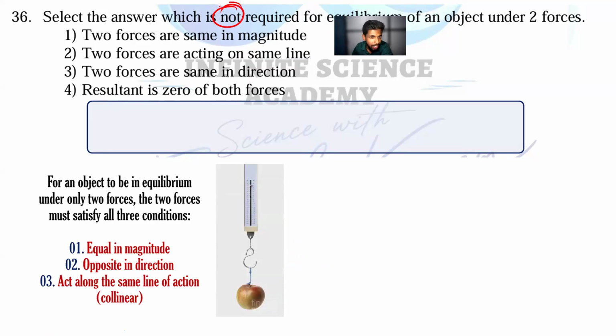Sorry. Okay, here the forces are in the same magnitude. That is okay, 50-50. Forces acting on the same line, that is also okay. Same line. And opposite direction, but they have mentioned same direction. So that is wrong. Sorry, I forgot to read this one. Sorry, Sarah. I'm really sorry.